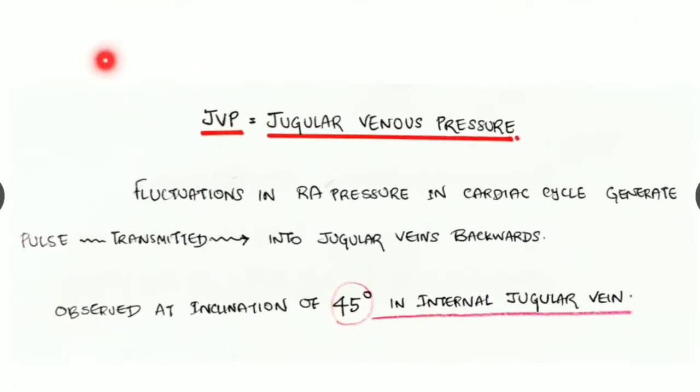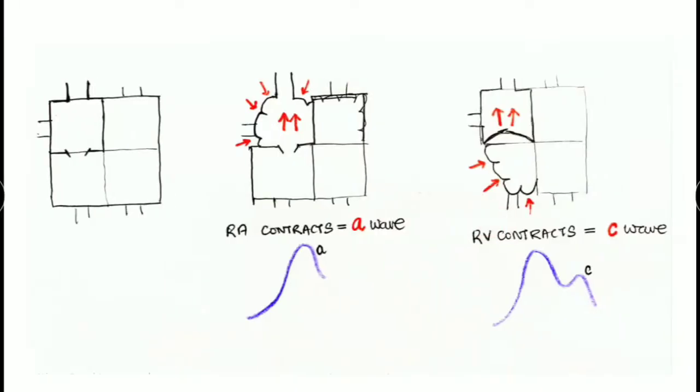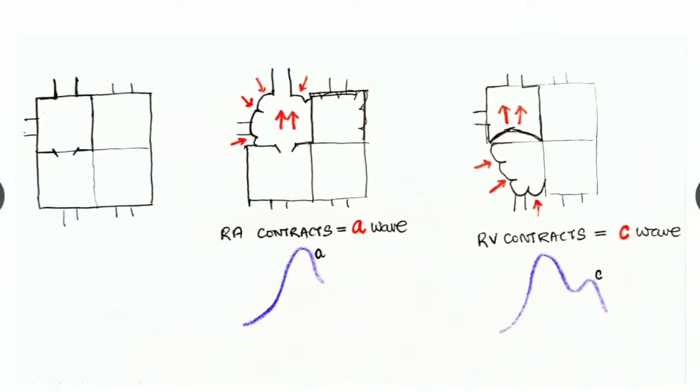Next is about JVP, that is jugular venous pressure. What is JVP? It's a pulsation that we see in the neck. These are fluctuations in the right atrial pressure during the cardiac cycle, and they generate a pulse which is transmitted backwards into the jugular veins. It is observed at an inclination of 45 degrees, in the internal jugular vein. Let's see how the JVP wave is produced.